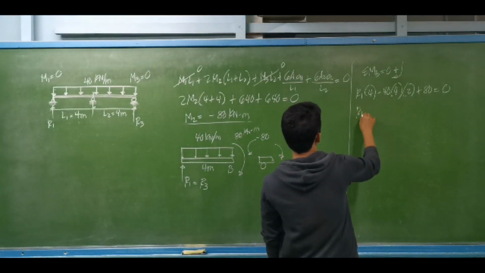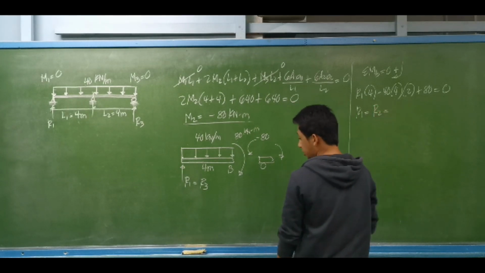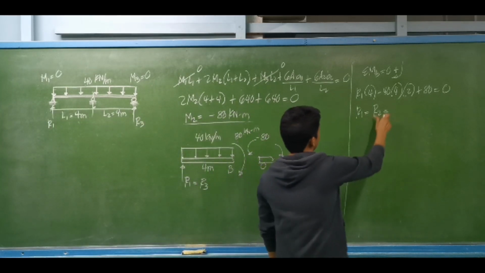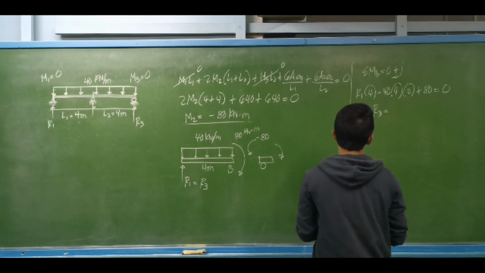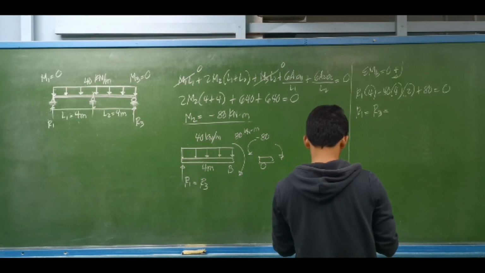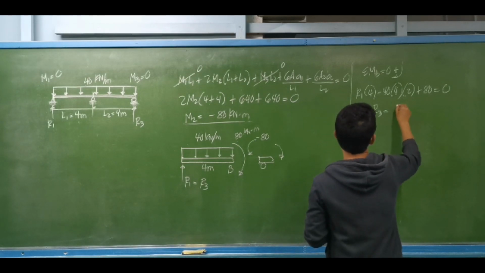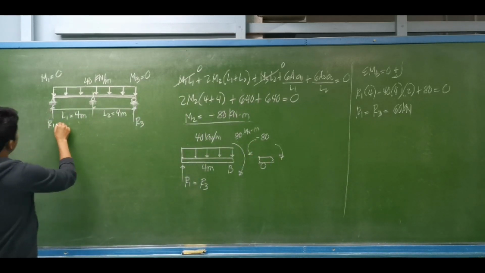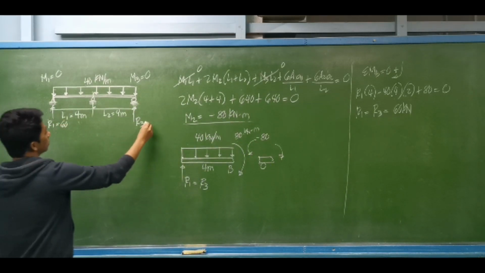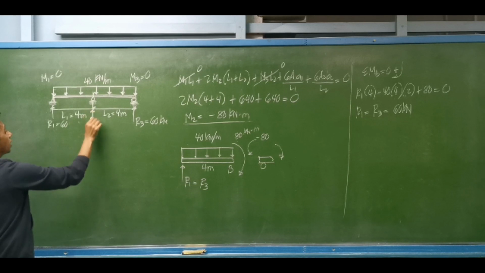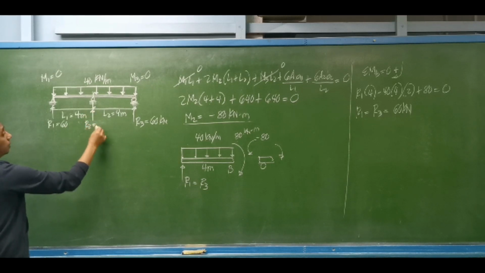So we'll be having reaction number 1 that is basically equal to reaction number 3. This is equal to 60 kilonewtons. So R1 is equal to 60 kilonewtons, and R3 is the same, 60 kilonewtons. So let us compute for the reaction on the middle support, R2.